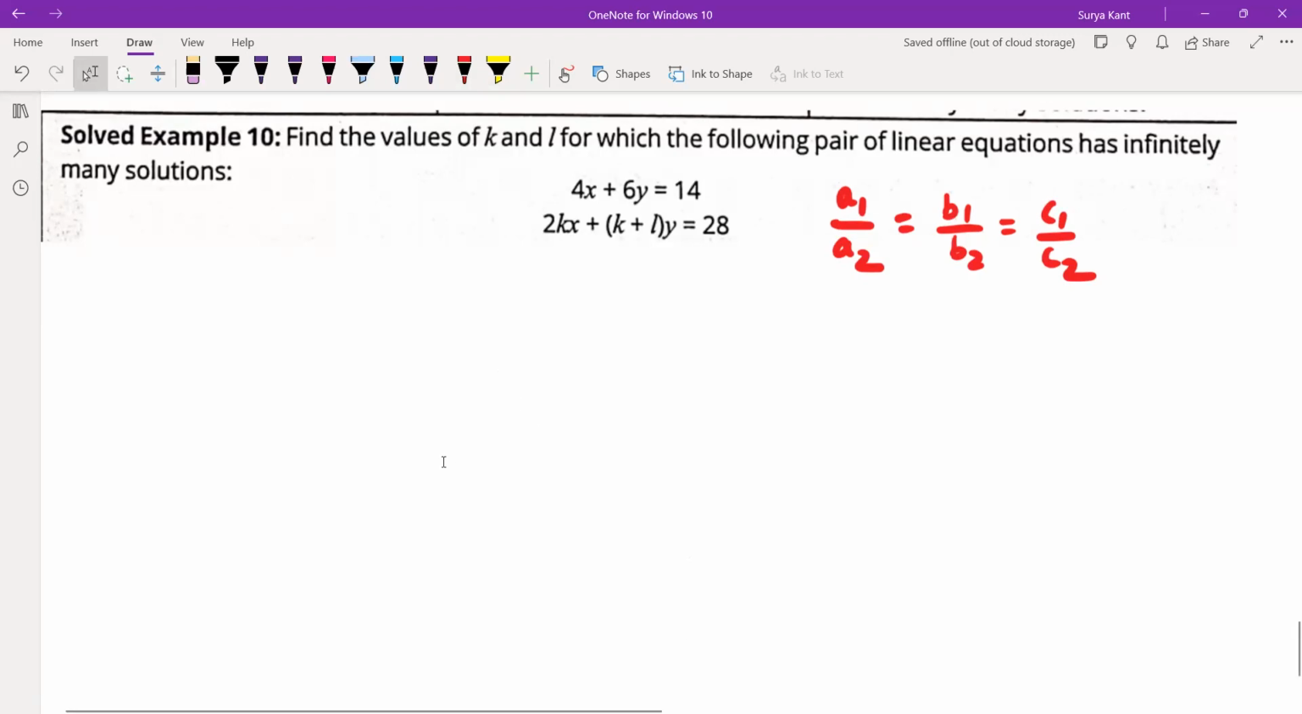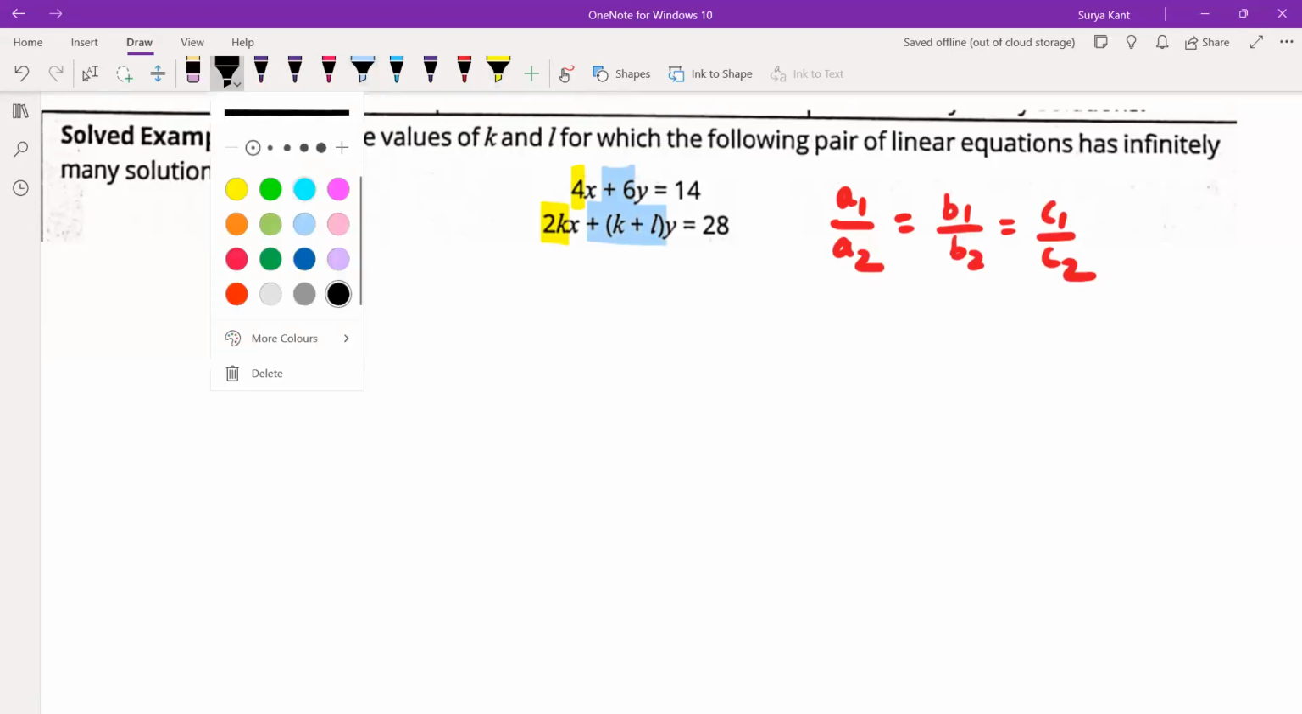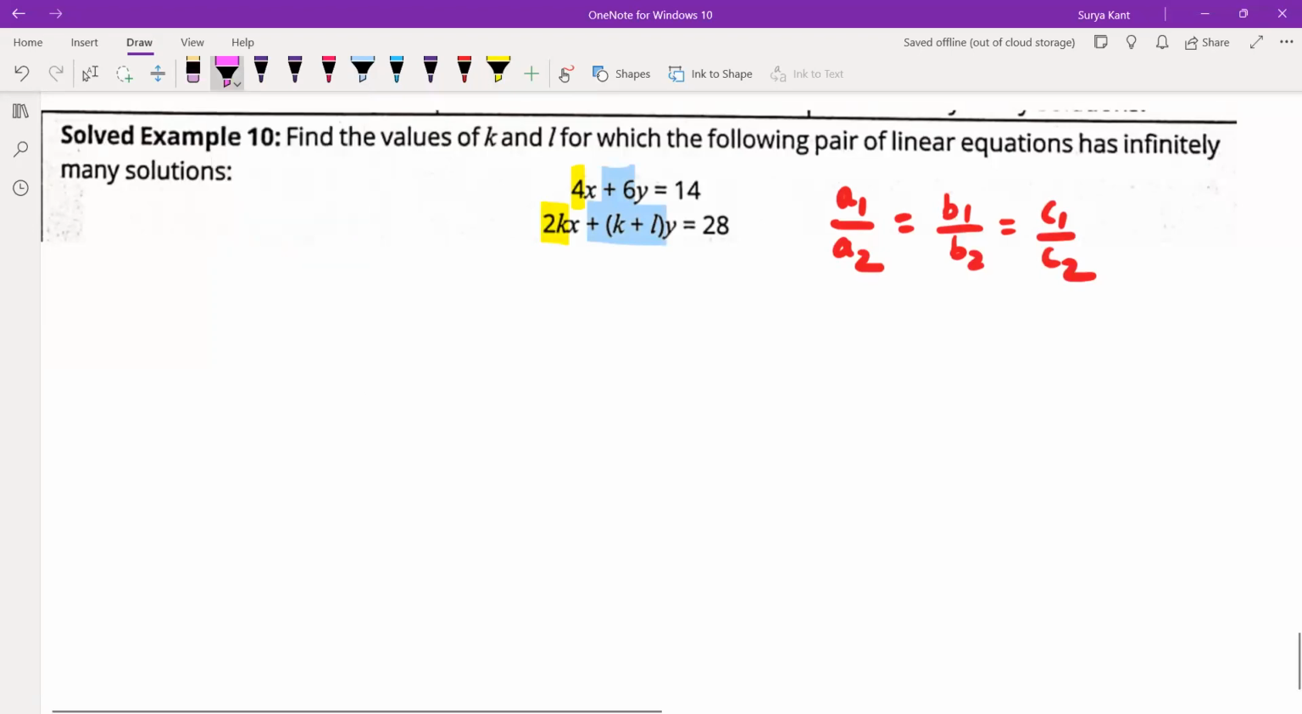Put the value of the coefficients. Coefficient of x is nothing but a1 and a2. Coefficient of y is b1 and b2. And the constant term, it's not a coefficient, is nothing but c1 and c2. So what is the value over here? Just try to make it and find it out.